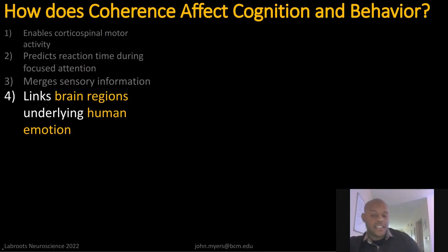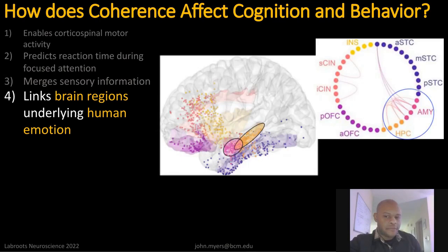The fourth example that I want to show you is that coherence can link the brain regions that underlie our emotional experience in life. And so we've all probably heard of the limbic system, which has as part of it the amygdala and the hippocampus. And these two regions are important for emotions and fear and memory, respectively. Remembering what happened to us in the past, whether it was good or bad.